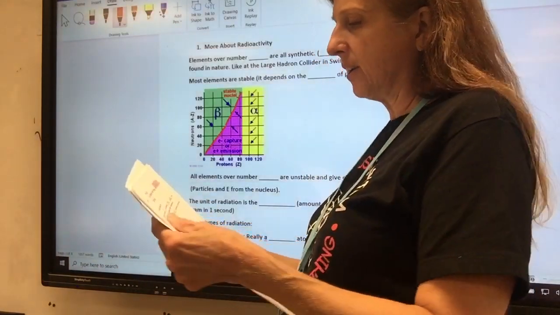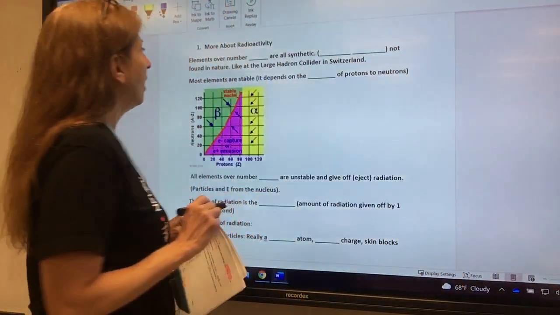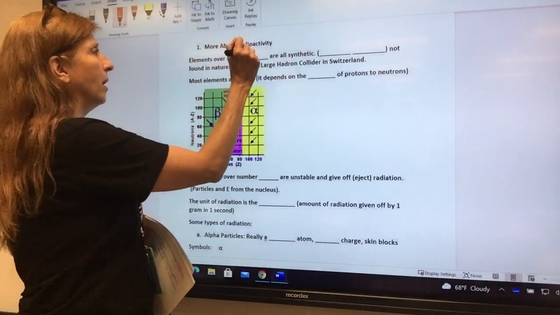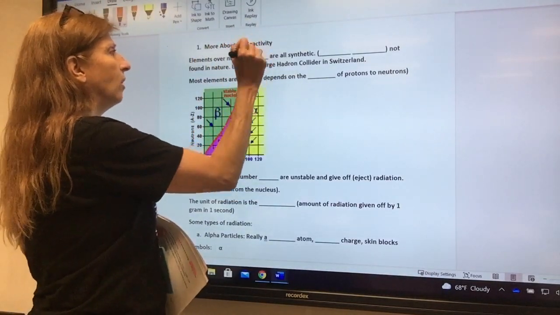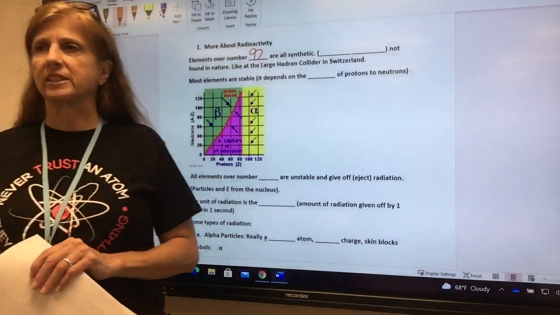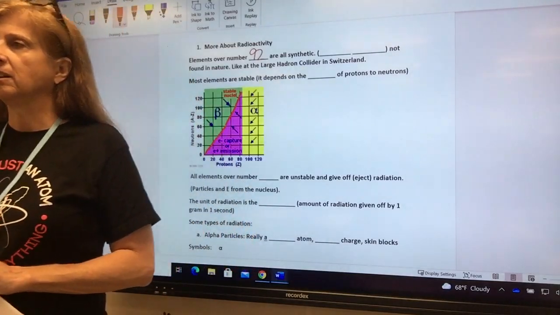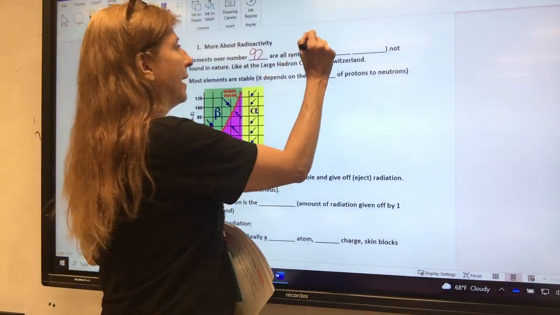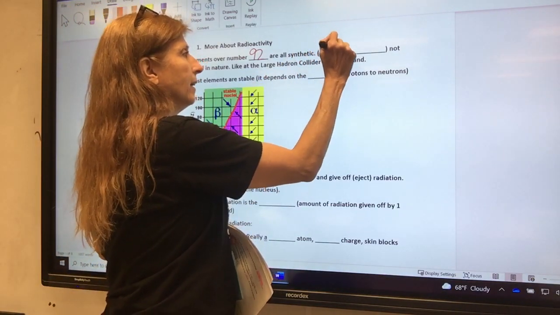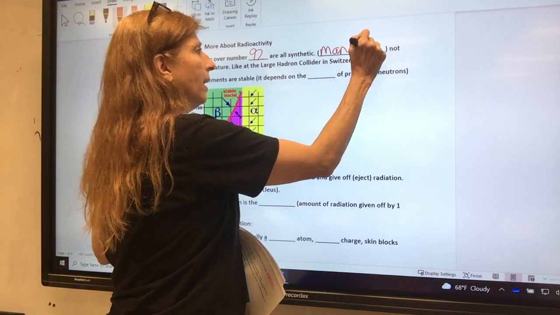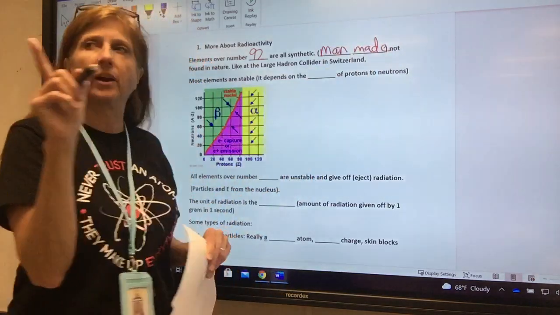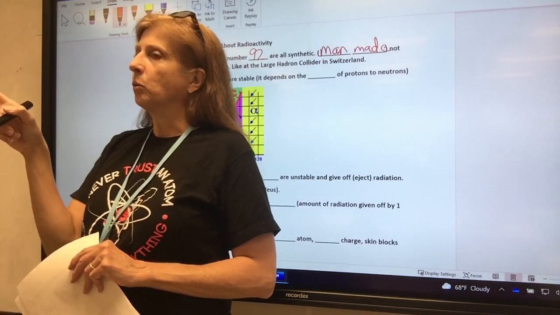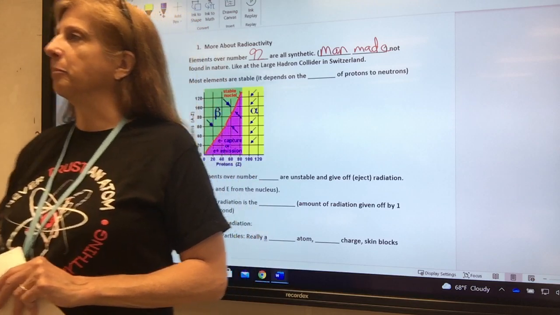We're getting there. Okay, so first of all, elements over 92 are synthetic. What does it mean that they're synthetic? I think you said lab? Yes, they were made in a lab. They were man-made. So what color are they on our classroom periodic table? White. They're synthetic, they're man-made.